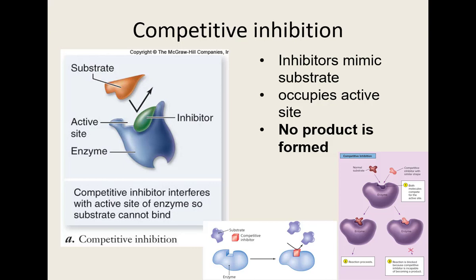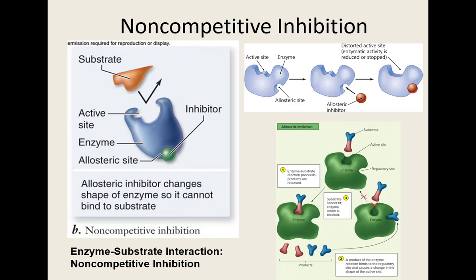This is just showing an example. This is the substrate that's going to fit in this particular active site. But if this little inhibitor is around, it's going to fit in there first. And now the substrate can't bind because it's already busy. A non-competitive inhibitor is still going to inhibit, but it is not competing for the active site.